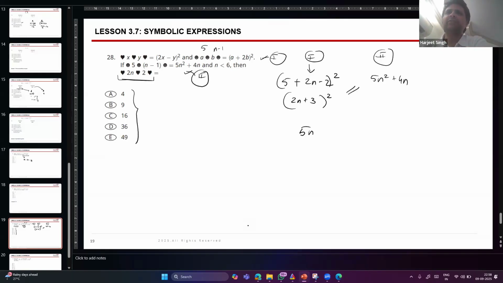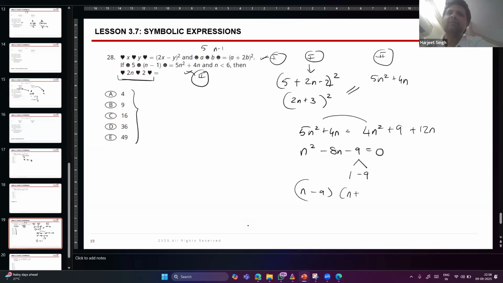So I have 5n square plus 4n. I'll have to expand this: 4n square plus 9 plus 12n, and quadratic n square minus 8n minus 9 equal to 0. Factorize: product is minus 9, the sum is minus 8. So n minus 9 into n plus 1 equal to 0, which means n is 9 or n is minus 1.